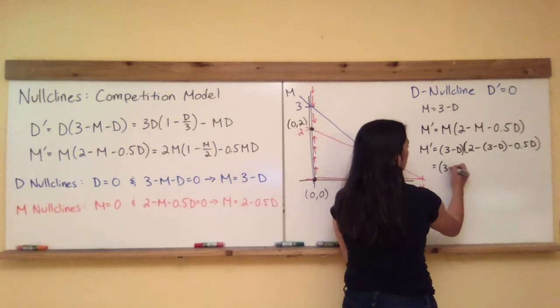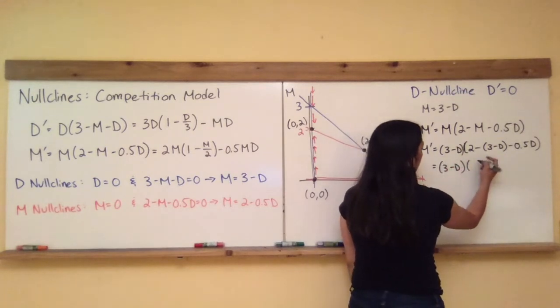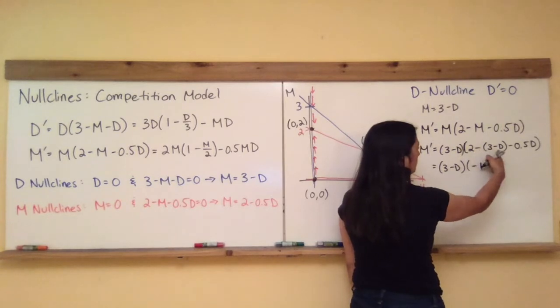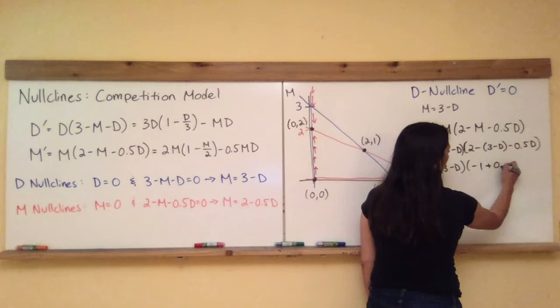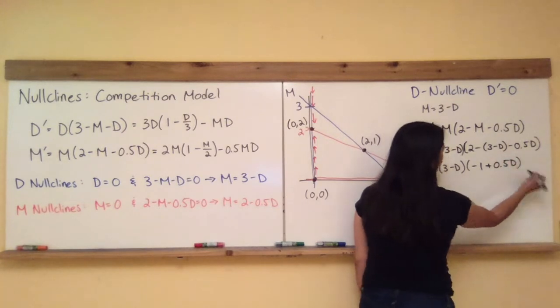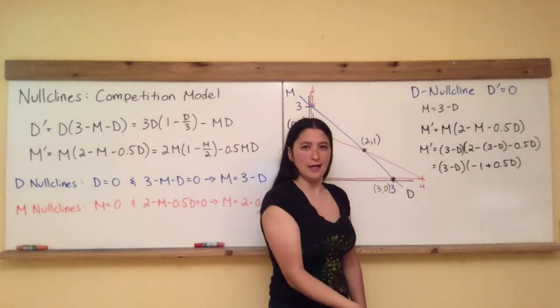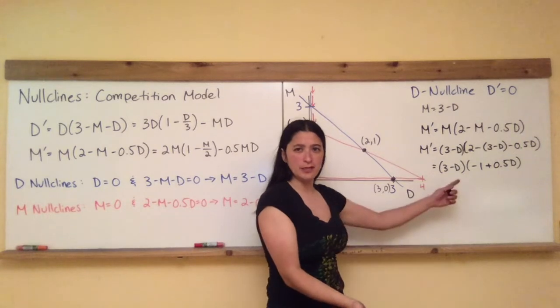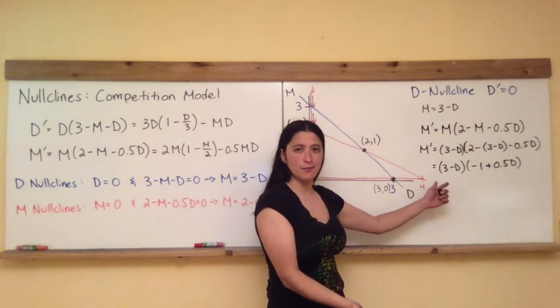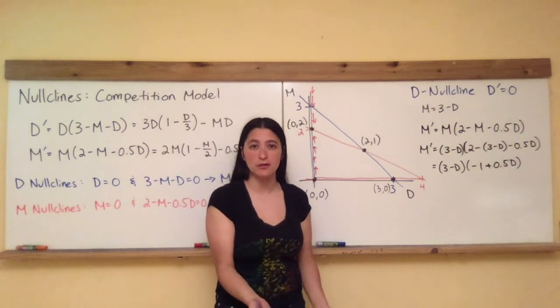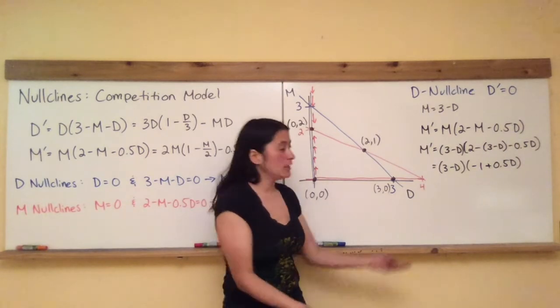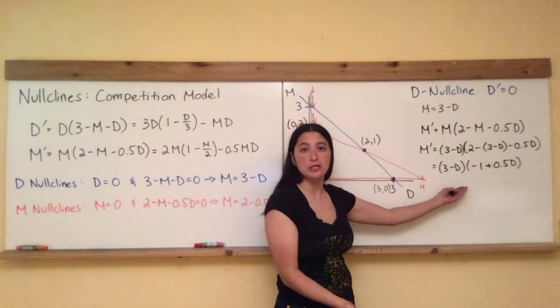And so we have 3 minus d times 2 minus 3, which is minus 1. And then minus times minus d is a positive d, minus a 0.5d, so plus 0.5d. That's about as good as it gets. And so now I have this big complicated statement for m prime, and I'm supposed to figure out whether it results in a positive value or a negative value, and you can see that it depends just on d.